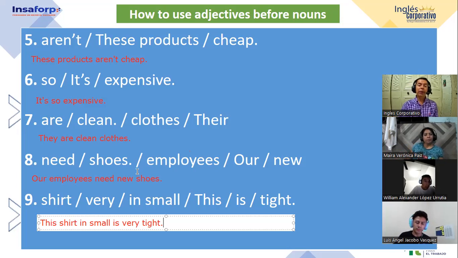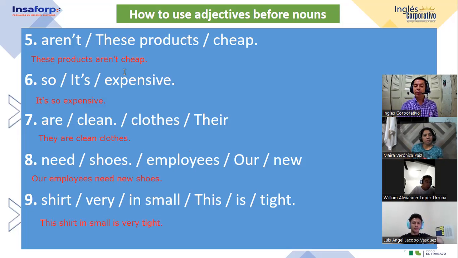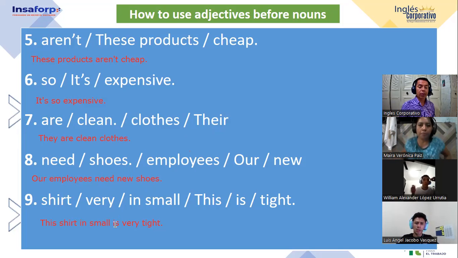Yes. Good. Now repeat after me, please. These products aren't cheap. Cheap in Spanish is barato, right? These products aren't cheap. It's so expensive. They are clean clothes. Aquí, perdón por el error, pero ustedes lo corrigieron, ¿verdad? They. Good. Repeat after me. Our employees need new shoes. This shirt in a small is very tight.